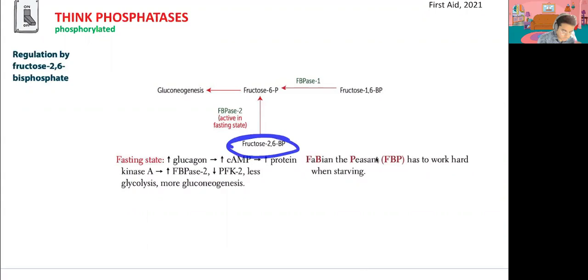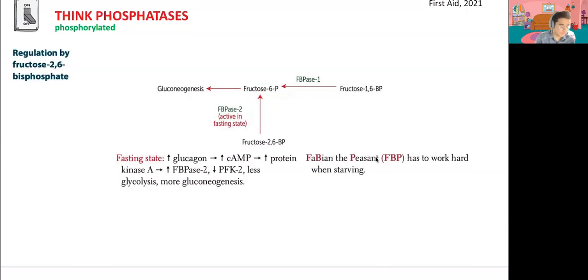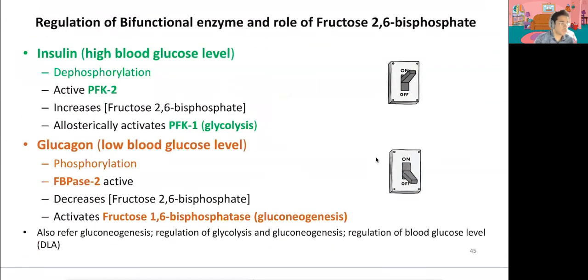So it takes all this fructose 2,6-bisphosphate that you've created, and it's going to say, let's go backwards and push it towards gluconeogenesis, because remember, fructose 6 phosphate can then be converted back, because we're just essentially tweaking around the molecular shape of sugars in order to make them into glucose. So less glycolysis and more gluconeogenesis happens. A nice way to remember this is Fabian the peasant has to work harder when starving, right? Think about all those peasants out there working oh so hard.